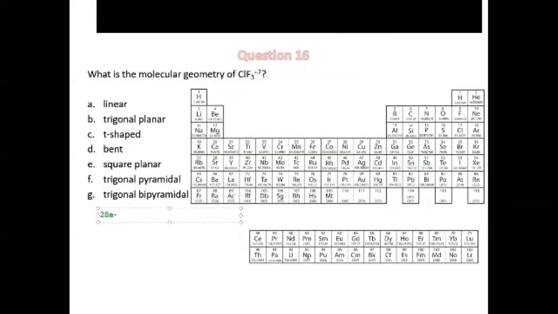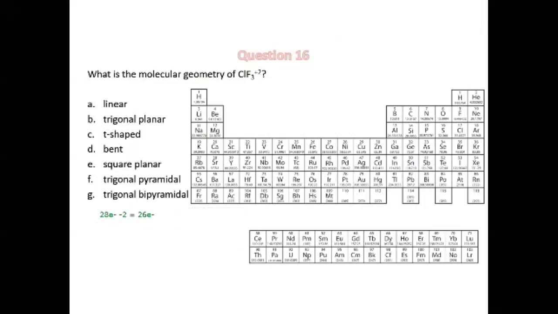Since it's a 2+, we're going to subtract 2 electrons from the total, and we get 26 electrons. So now we have 26 electrons. We're going to draw the Lewis structure. We put chlorine in the center and we put the 3 fluorines around it. And remember, the ones on the edge get 8 electrons.